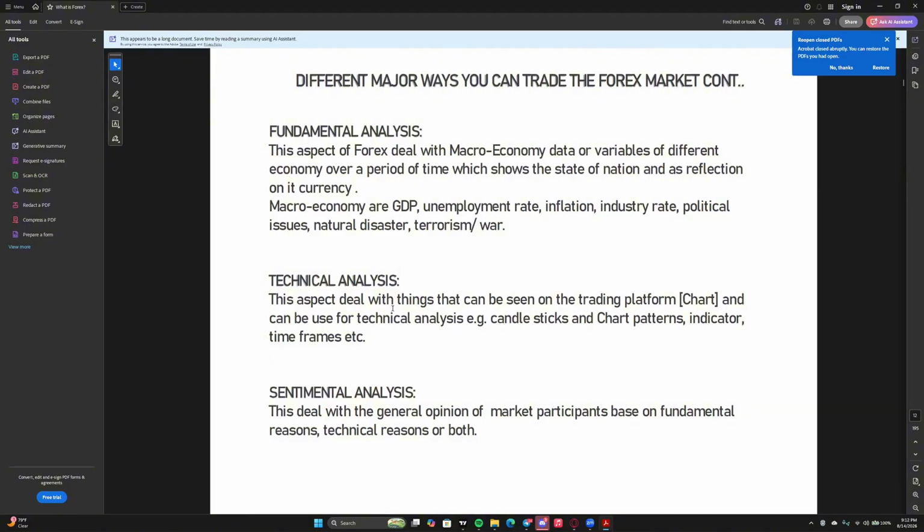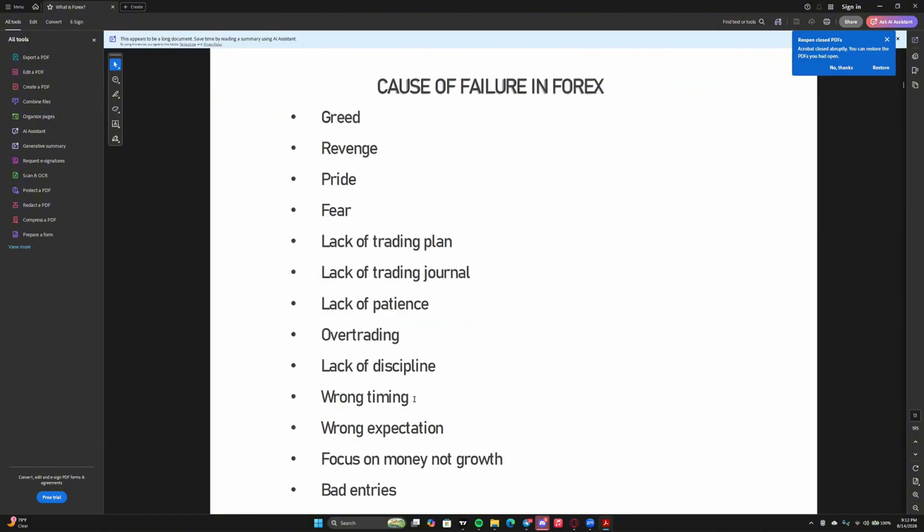Then we also have technical analysis, which has to do with your TradingView and your MT5. That's the technical aspect of forex trading. Then you have the sentimental aspect. The sentimental aspect has to do with both fundamental and technical. You're using both fundamental and technical to speculate the market. You're using the two of them together. That brings you to sentimental analysis.